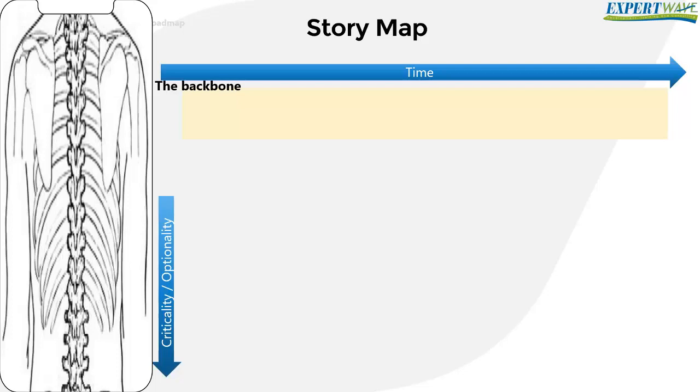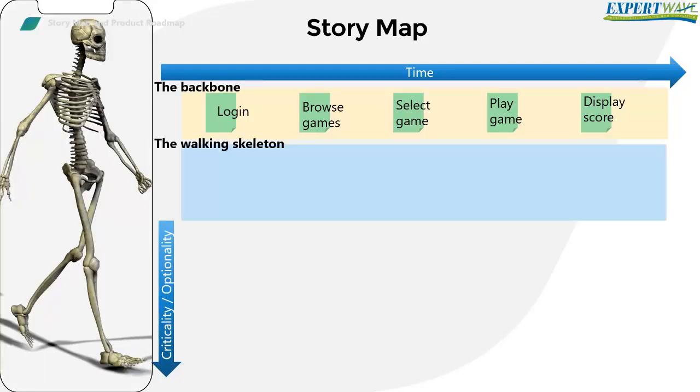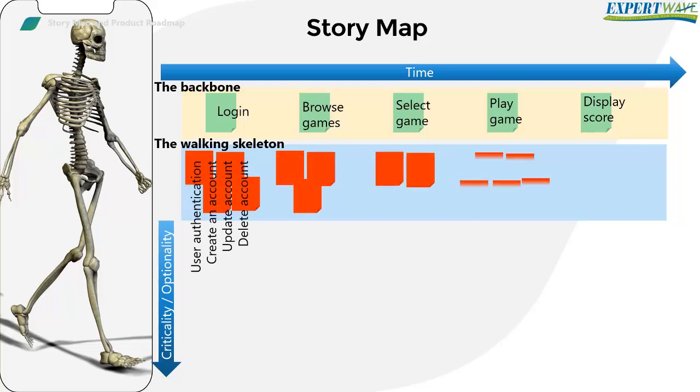For example, for our Mind Games app, our backbone could be login, browse games, select game, play game, display updated score. In the second row, we place the steps or the user stories needed to realize the items from the backbone. Here we are adding extra details to the backbone. That's why this row is called the walking skeleton. For example, our login could have create an account, update account, delete account, user authentication.